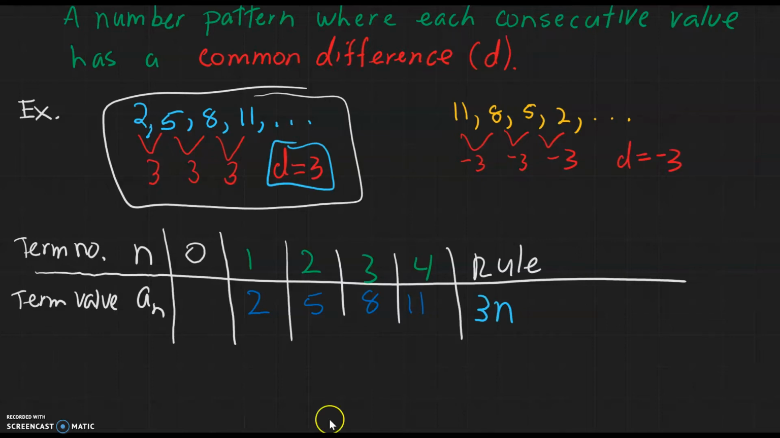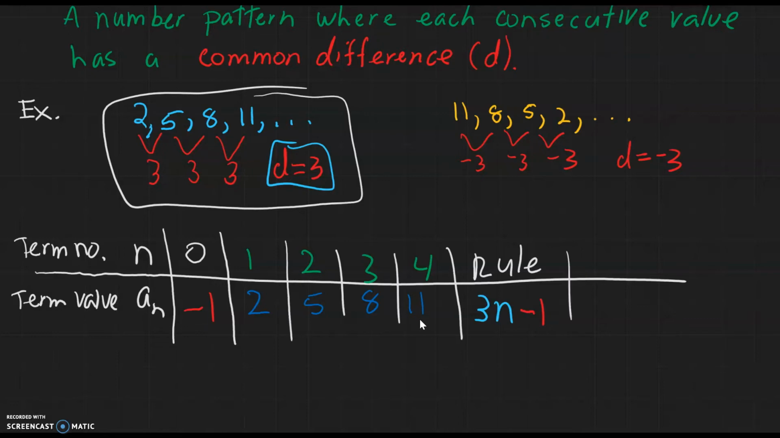Now, the reason why I have the 0 term right here is that if I go backwards and look at the pattern, I add 3 to go forwards, but if I subtracted 3, I would end up with a negative 1 here. And that helps me with my rule, because my rule is now going to be 3n minus 1. That's the rule to get any term.